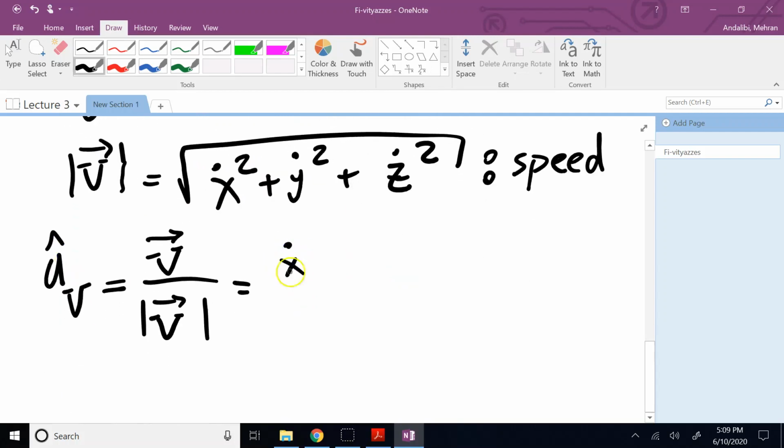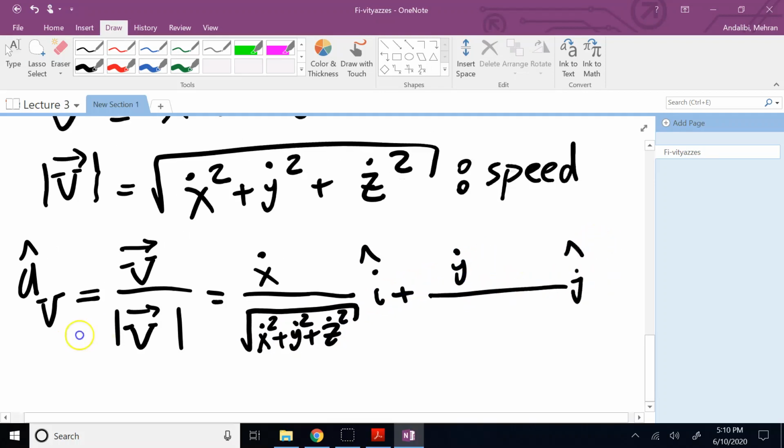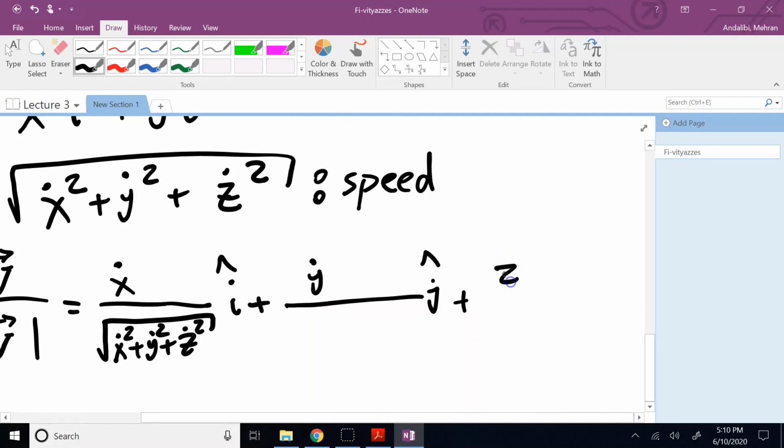So you're going to get x dot over this square root times i plus y dot over this square root j plus z dot over this square root times k.